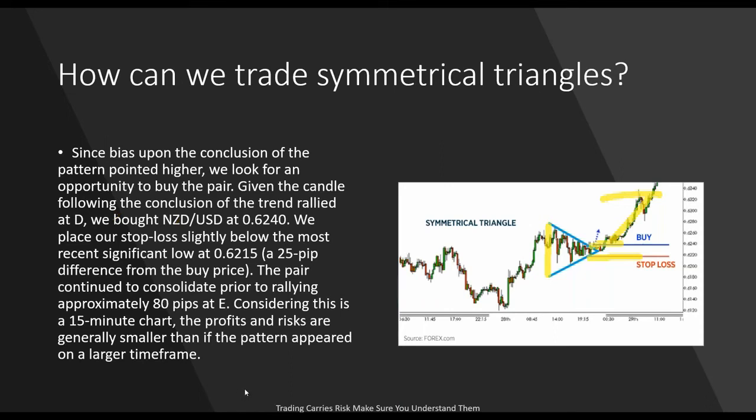And whether it's a symmetrical, ascending, or descending triangle, same rules. So we place our stop loss slightly below the most recent significant low. The pair continued to consolidate prior to rallying approximately 80 pips. Considering this is a 15-minute chart, the profit and risk are generally smaller than if the pattern appeared on a larger time frame. Now, remember, we haven't even put this through our risk management filter.